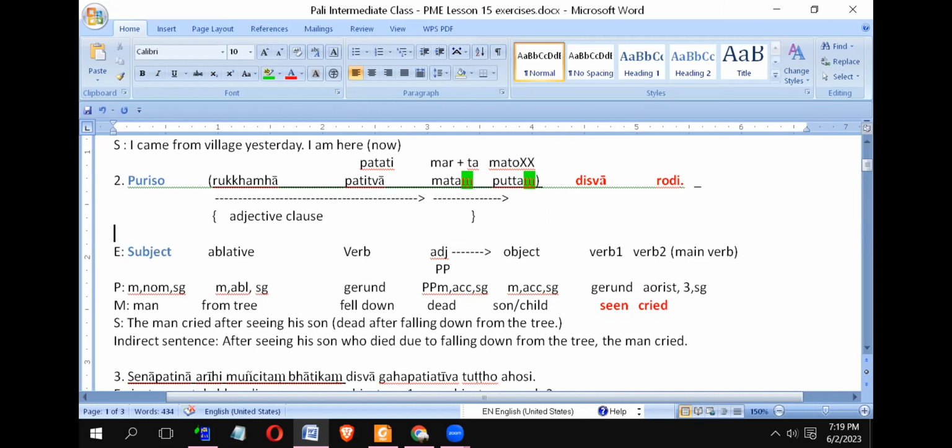If you want to put this, then you put rukkhe. But you cannot put rukkhe, it's also wrong, because he must fall from the tree. He fell down from the tree. If you put rukkhe, it means on the tree, locative. Or you want to put rukkha samin, right? Because the dead son has now fallen down on the ground, he will not be on the tree anymore. So it must be from the tree.